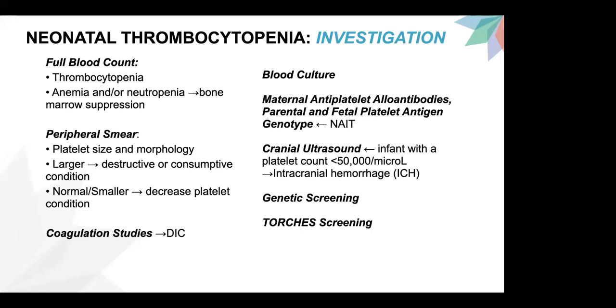Okay, NAIT, Dr. already mentioned. Okay, in a case of severe thrombocytopenia, this one platelet count less than 50,000 per microliter, there is increased risk of intracranial hemorrhage. We might need to do cranial ultrasound examination. Other than that is by doing genetic screening and also TORCH screening. Okay, next.